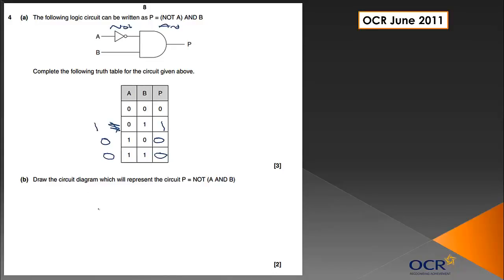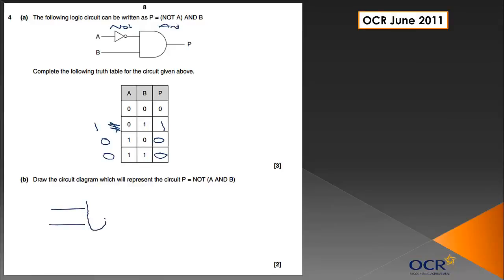So now we have to do something a bit more exciting. Depending on how you look at it, we've got to draw a circuit diagram to represent NOT (A AND B). I haven't actually looked at this before, so I probably should have a little think about it. For our output P, first things first, we need to do what's in the brackets and then inverse it. So we need to draw an AND gate first. I'm looking at this for the first time, hence I'm being a little bit slow.